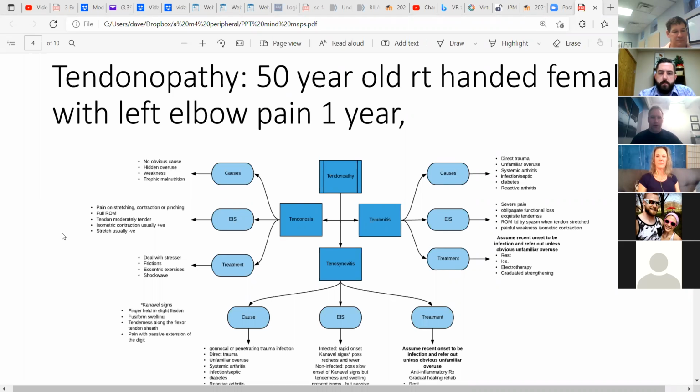All right, what do we got now, Dave? Well, basically the next one that they had in there, which was tendinopathy, the 50-year-old right-handed female, with left elbow pain times 1 year. And the next lucky fellow up is Drew. Drew, you on there?